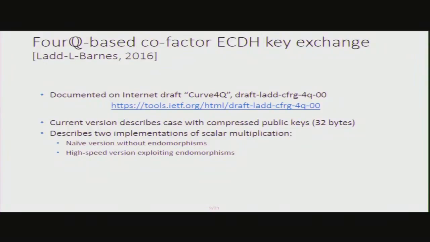Inside the document, we describe 2 implementations of scalar multiplication. The one that I described, the high-speed version using endomorphisms, but also we describe a naive version without endomorphisms that could be suitable for memory-constrained applications, for example.